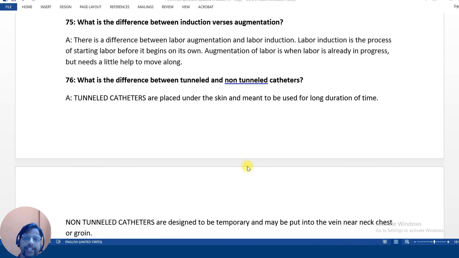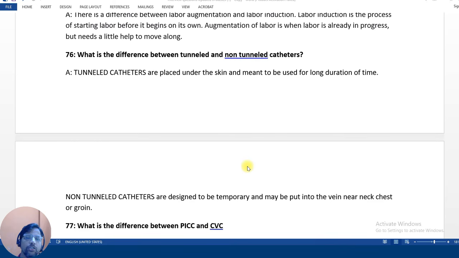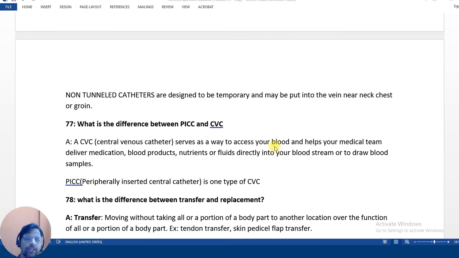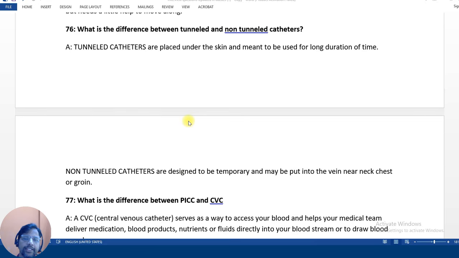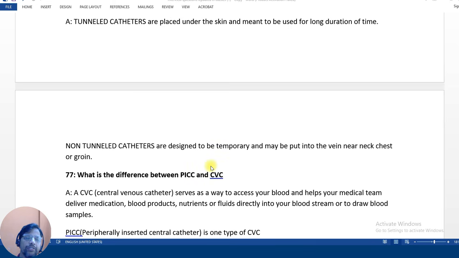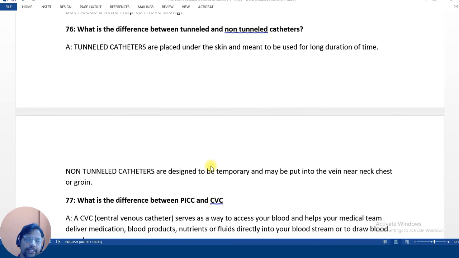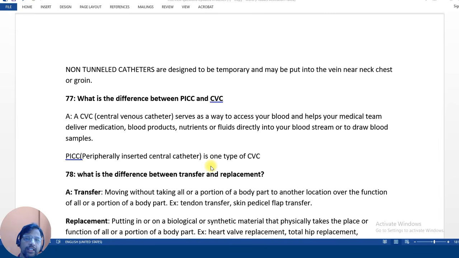Next, what is the difference between tunneled and non-tunneled catheters? Tunneled catheters are placed under the skin and made to be used for a longer duration of time. Non-tunneled catheters are designed to be temporary and may be put in the vein near the neck, chest or groin. In the documentation, if you see incision and placement of the catheter, you need to code it as tunneled. If there is no incision in order to keep this catheter, you will code it as non-tunneled.